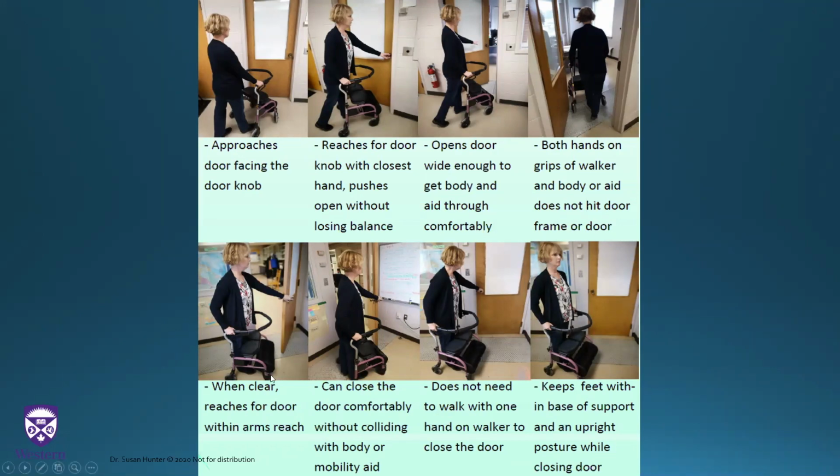Once they're through the door, they reach to close the door, and they're within easy arm's reach of reaching for the door. They close the door comfortably without it colliding with them or the mobility aid. Again, it's this ability to reference distances appropriately, that they don't need to walk or change their position in reaching for the door and being able to close it, or maneuver their walker with only one hand on it.